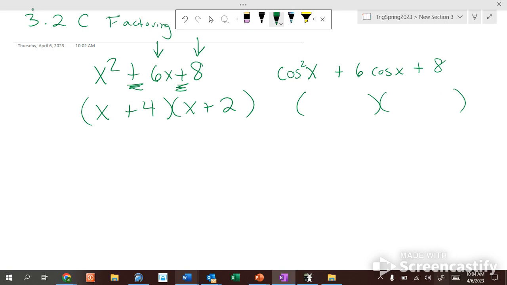So, this is no different. So here I split up my x and x. Here I split up my cosine and cosine. Signs are the same. They're both positive. Factors of 8 that add up to 6 are 4 and 2. Okay? That's not so bad, right? Oh, 2x.